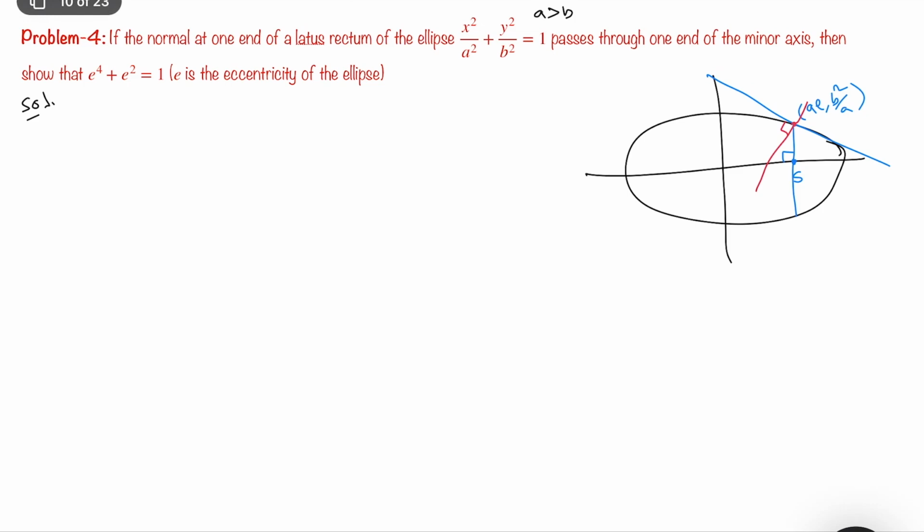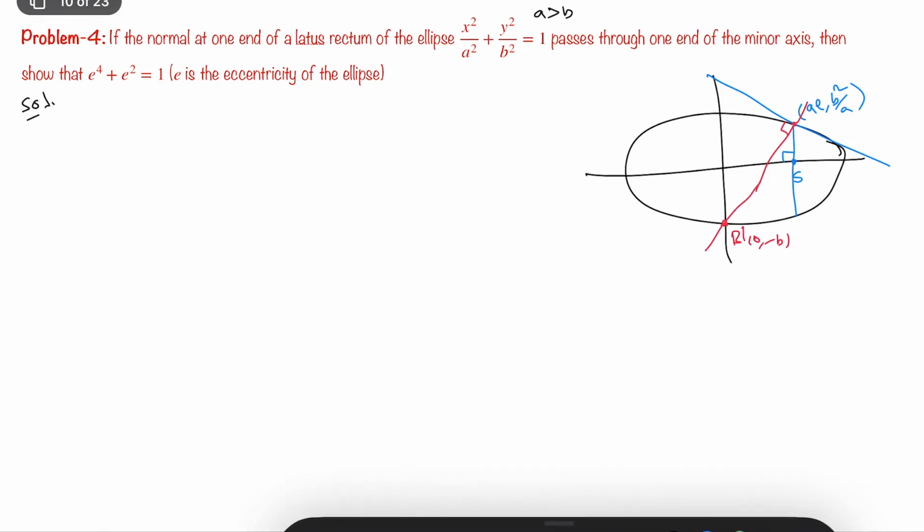Here, if it passes through one end of the minor axis, that is here, 0 comma minus b, if this normal passes through this end of the minor axis, then we have to show that e to the power of 4 plus e square equal to 1. Okay, fine. First of all, let me write down this normal equation.